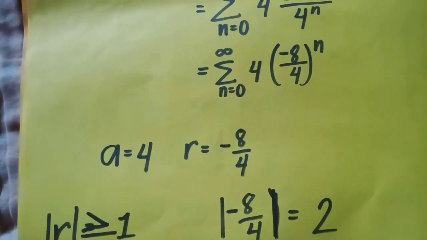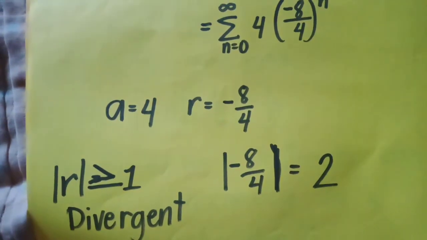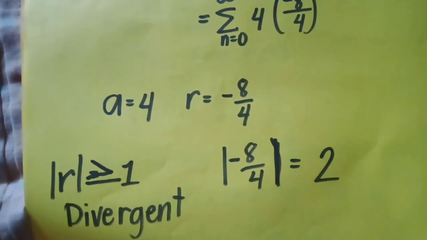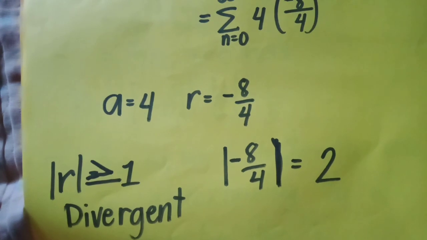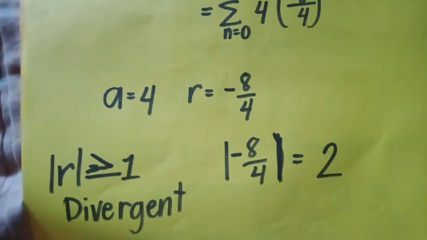So our a here is 4 and our r is negative 8 over 4. So if the absolute value of r is greater than 1, then it is divergent. Since our r is negative 8 over 4, that is equal to negative 2, so our given series is divergent.